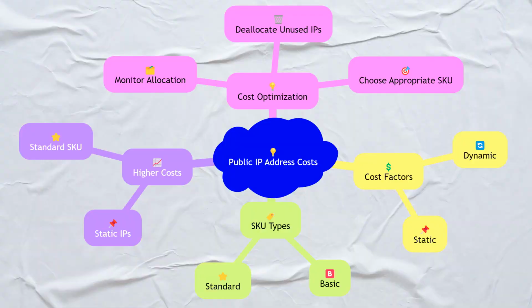Public IP addresses incur costs based on their type: dynamic or static, and SKU, basic or standard. Static IP addresses and standard SKU typically cost more due to their enhanced features and reliability. Monitoring and managing the allocation of public IP addresses can help optimize costs. Deallocating unused IP addresses and choosing the appropriate SKU for your needs are effective cost-saving strategies.